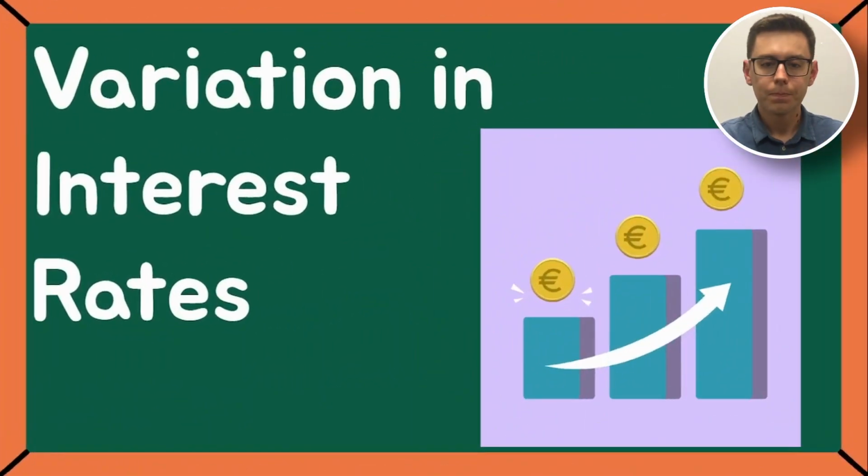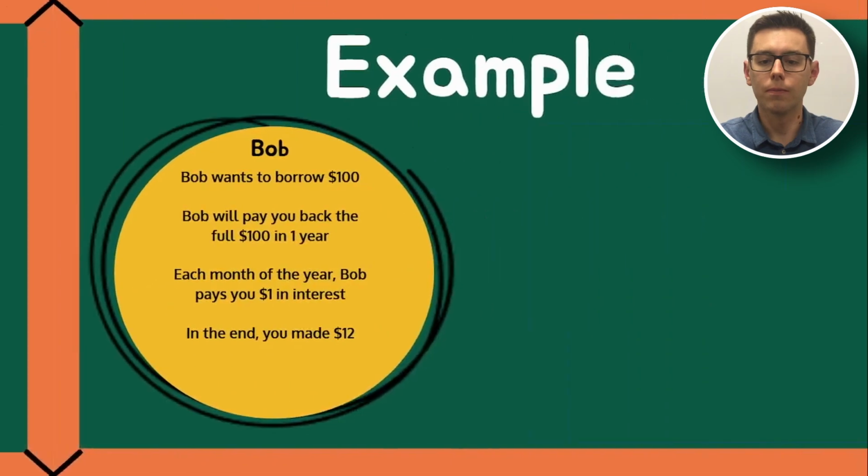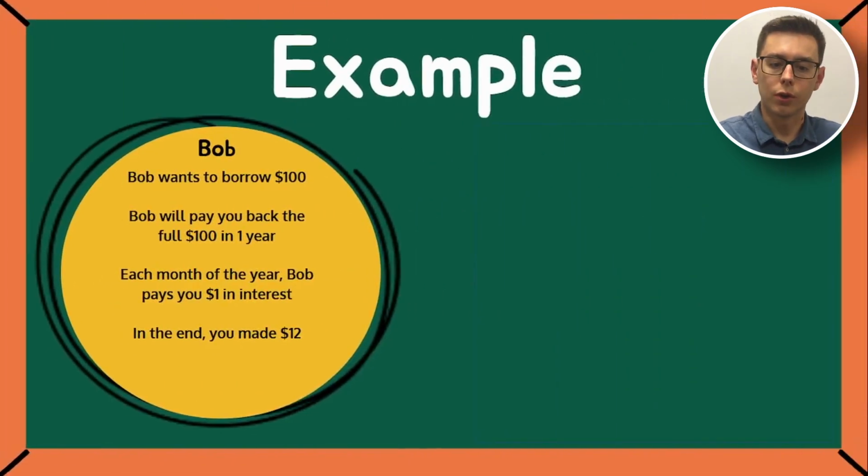Awful joke. But really, it all comes down to a variation in interest rates. This is why we have discounts and premiums on bonds payable. And I'll try to illustrate that with a little example here. So pretend you know Bob. Bob comes up to you and wants to borrow $100.